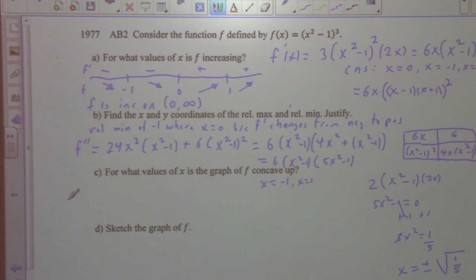So now we're dealing with this thing here. We have our critical numbers here. We have negative 1 and 1. And in between, we have negative 1 over square root of 5. And here we have positive 1 over square root of 5.